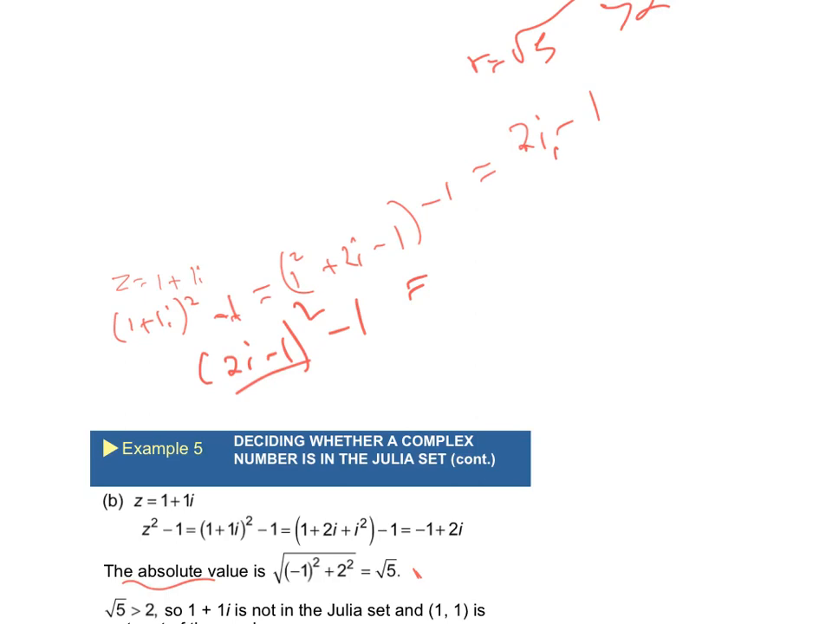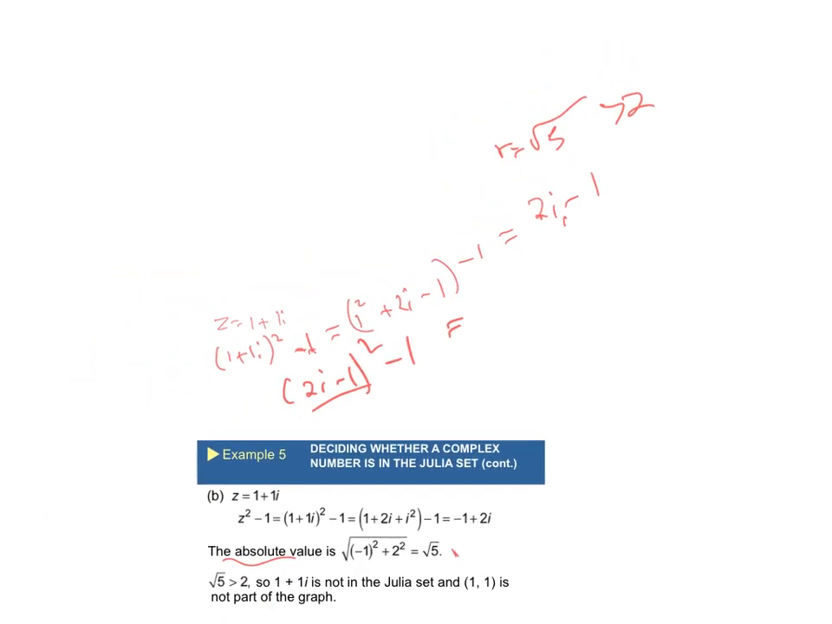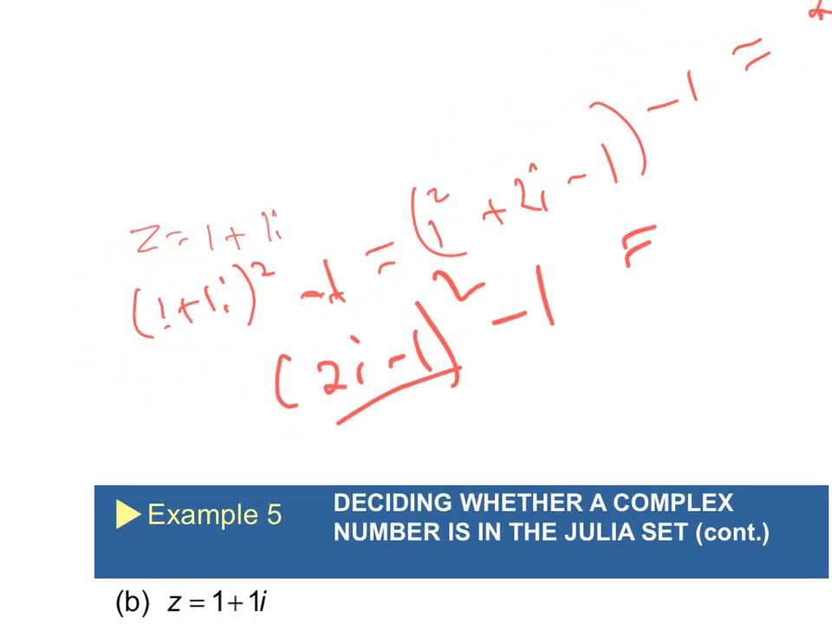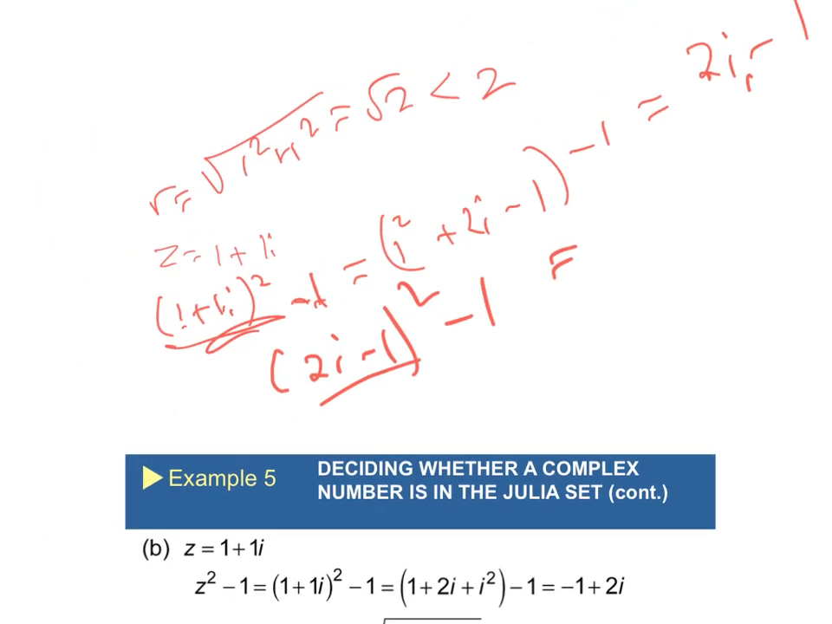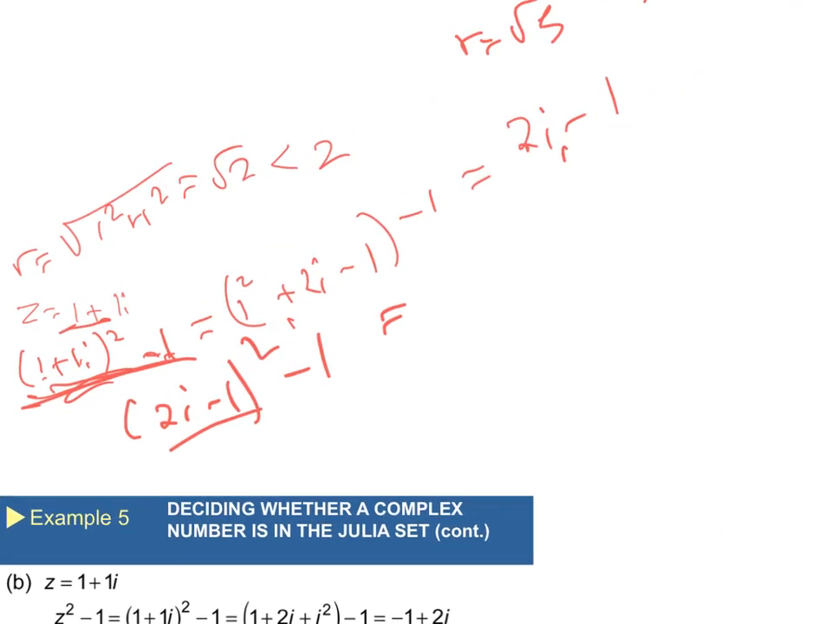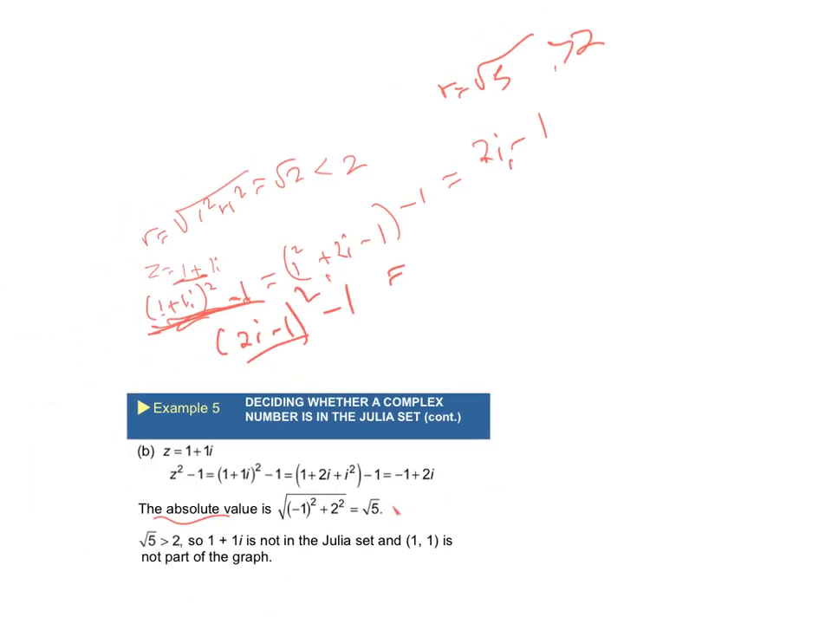You keep on going, and if the r's are always fine, then it's in the set. The original r was the square root of 1 squared plus 1 squared, that's the square root of 2, that's less than 2, so we were good, that was fine. Then I did the next one, and that was too big, so I'm done.